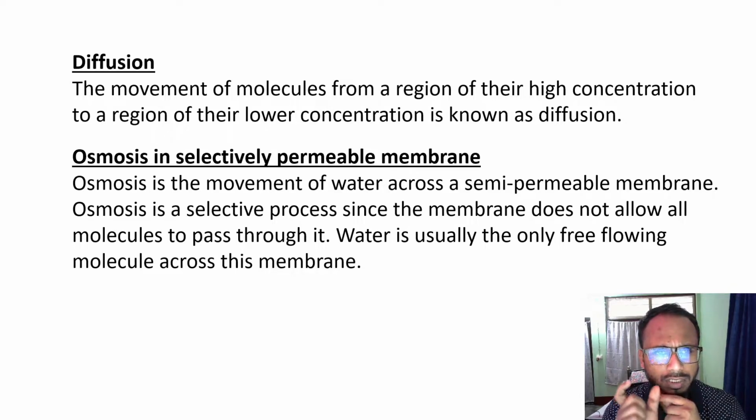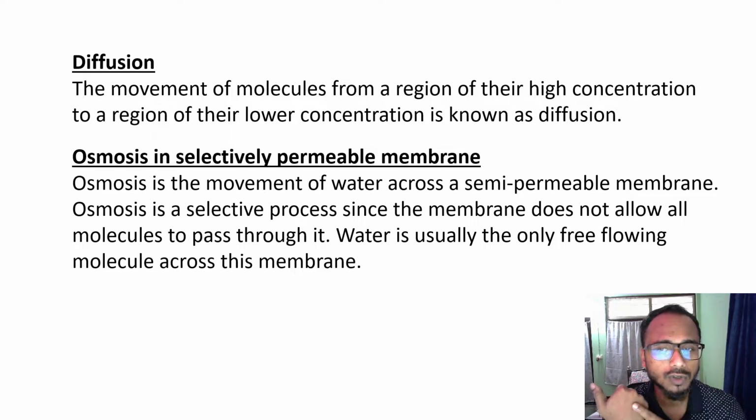Now osmosis is also called, it is a very important point you should remember, osmosis is also a selective process. That is, it is also called a selective process. Why? Because osmosis only allows certain molecules to pass through it, and not every molecule. Water is usually the only free flowing molecule across this membrane. So the best example is the skin that I gave you. So this skin is a semi-permeable membrane.